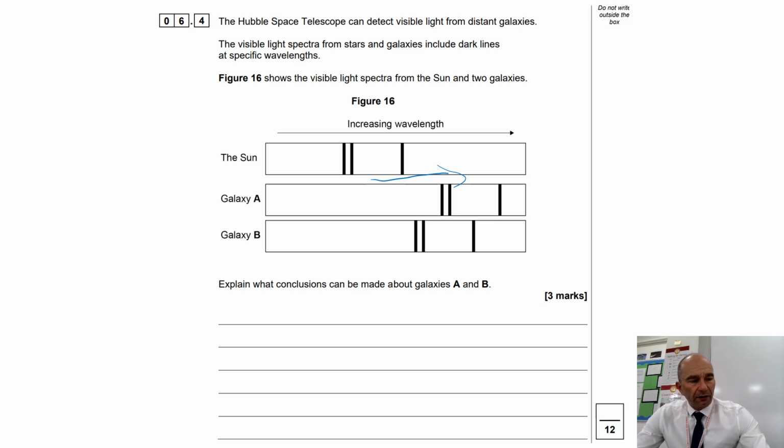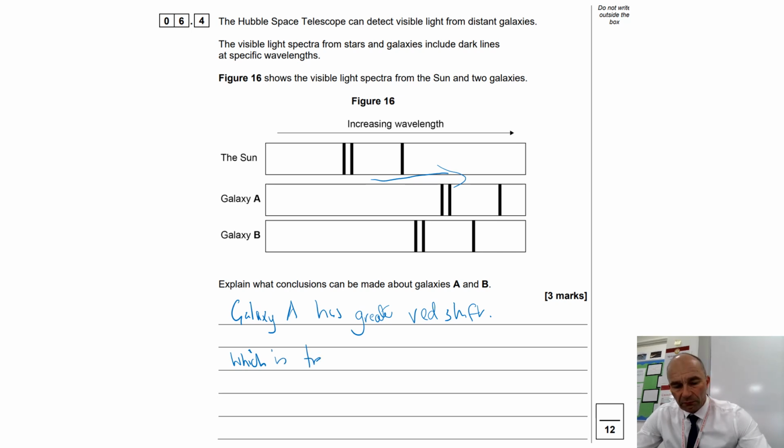Now, galaxy A has greater redshift. So that's our, I suppose, the more obvious conclusion. Has greater redshift than B, which means that galaxy A is travelling away from us faster than galaxy B.